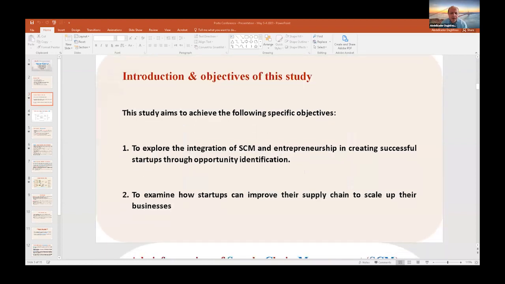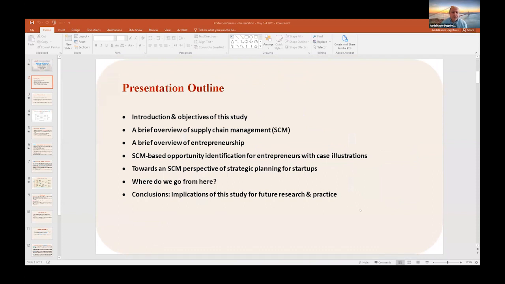This is the presentation outline. What I'm trying to do is to link supply chain management with entrepreneurship, present a few case illustrations, and then propose ways in which supply chain management can contribute to entrepreneurship. And where do we go from here? I will be talking about my future follow-up research on this topic.